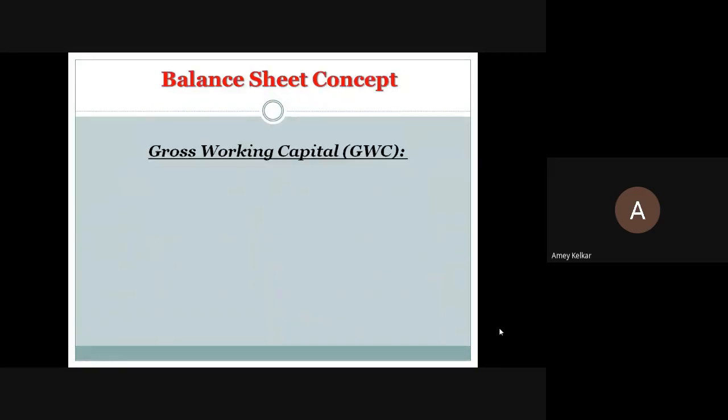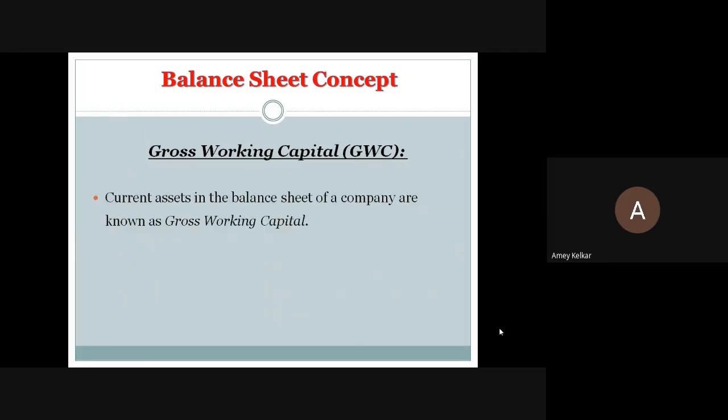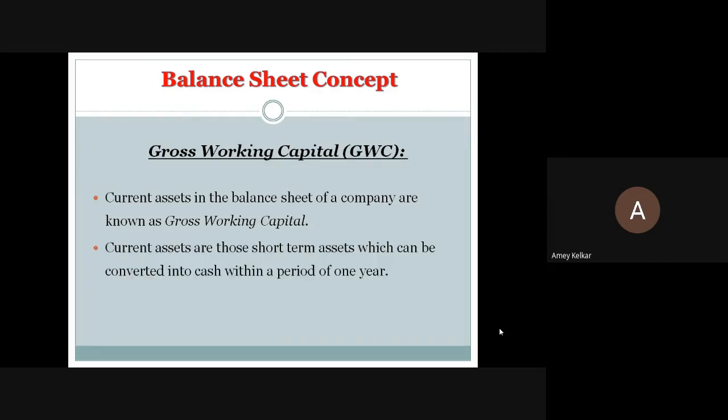So in the balance sheet concept, gross working capital: the current assets in the balance sheet of a company are known as gross working capital. Current assets mean what the company currently has in hand. If you take out your purse, the money you currently have is your current assets. So gross working capital is nothing but the current assets. Current assets are those short-term assets which can be converted into cash within a period of 1 year. If you have a land and you're sure that you can sell that land within 1 year, that becomes your gross working capital. If you have gold and you can surely sell it in no time, that becomes your gross working capital. If you have shares or bonds which you can sell at any moment, that becomes your gross working capital as per the balance sheet concept.